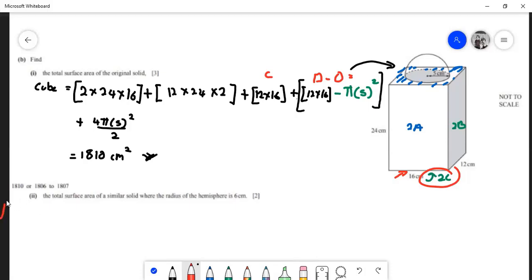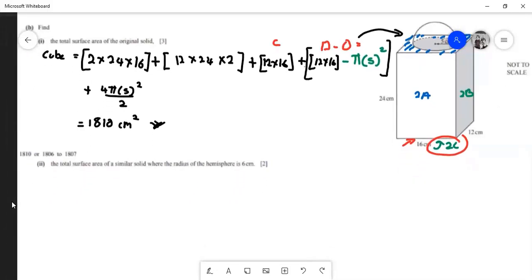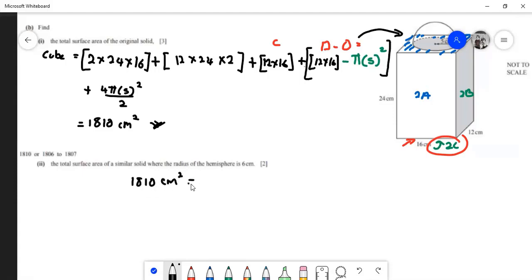All right. Now let's look into the next question, which is the total surface area of a similar solid. The radius of the hemisphere is 6 cm. Same concept we're going to use now. They say total surface area. So it's 1810 cm square equals to 5 cm.